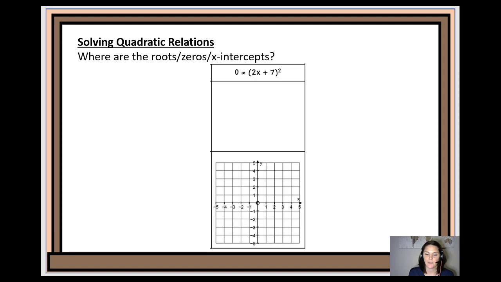Okay, our last example is 0 equals (2x + 7) squared. So I'm going to set 2x + 7 equal to 0. So 2x equals -7. Dividing both sides by 2, x is equal to -7/2. In other words, the coordinate (-7/2, 0). Okay, let's head over to Desmos.